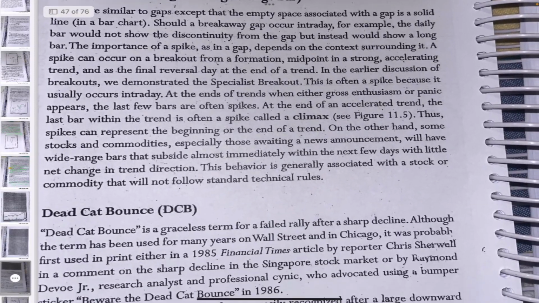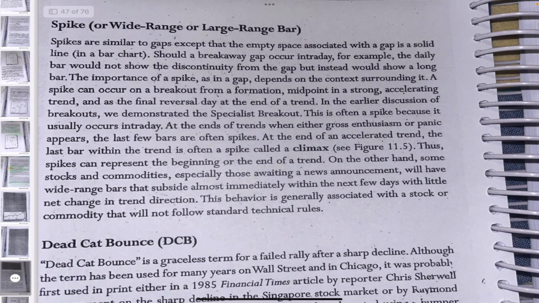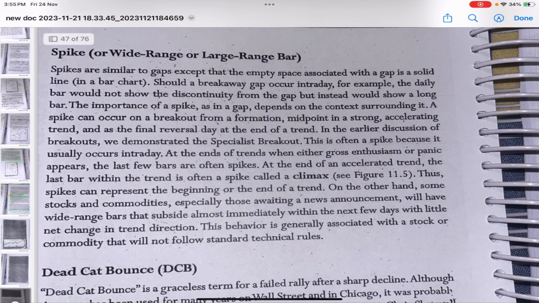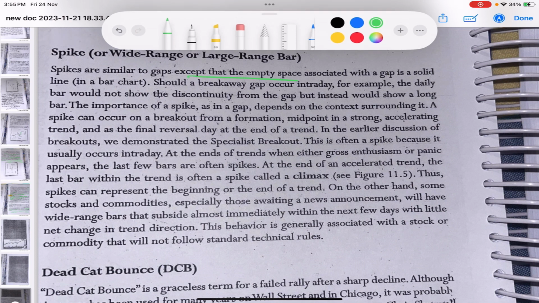Now we come to see what spikes, or wide range or large range candles, are. Spikes are when there are immediate price spikes in a particular stock or instrument. Spikes are similar to the gaps we saw, but the only difference is that in a gap there is no candle in that area, but in a spike there is a big body candle in that area. So instead of a gap, there is a candle. Spikes are similar to gaps, but the empty space is a solid line in a bar chart. So you are basically talking about big body candles.